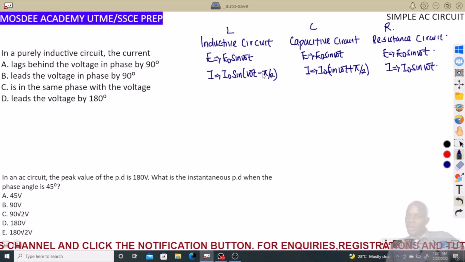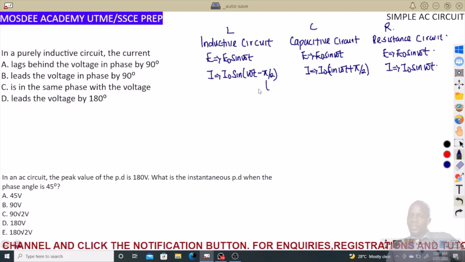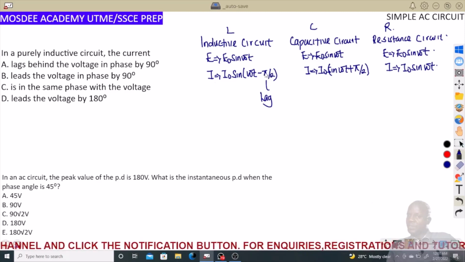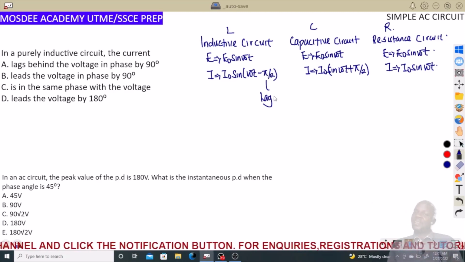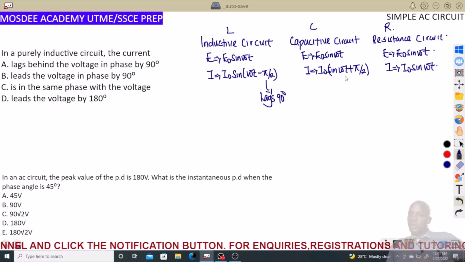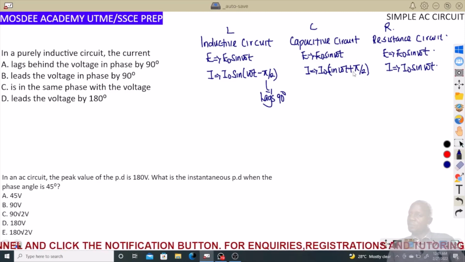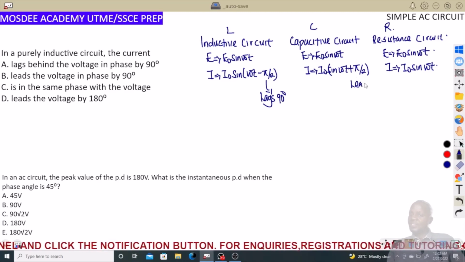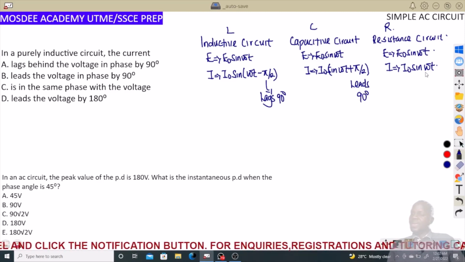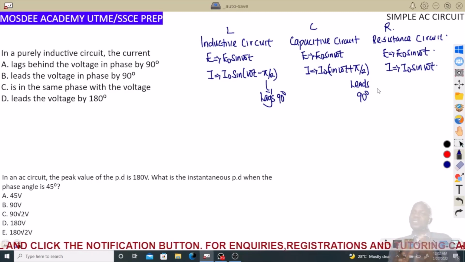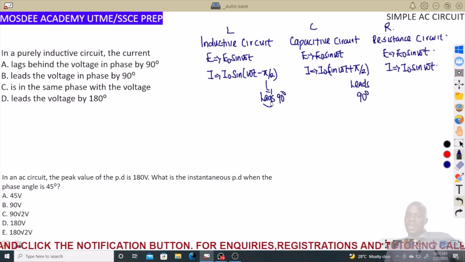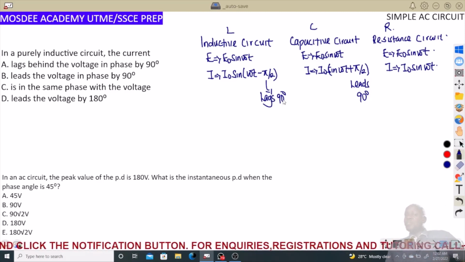Now, the meaning of minus pi by 2 is that the current lags. Pi is 180, pi radians is 180 degrees, divided by 2, that is 180 over 2. So the current lags by 90 degrees or by pi by 2. You can see it in any form. Now, here in the capacitive circuit, you can see plus pi by 2. So the current leads by 90 degrees or pi by 2. Whereas here there is no lagging or lead. So this is just the way we interpret. So if we say current leads voltage, here current lags voltage by 90 or voltage leads current by 90.